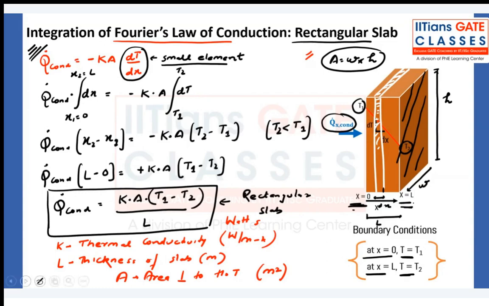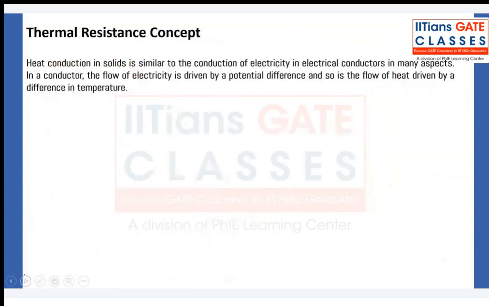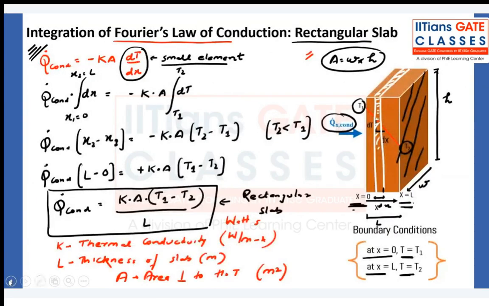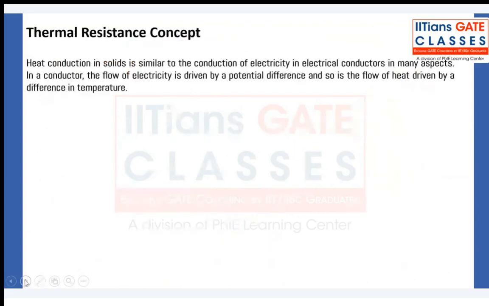Okay, chalo. Now, this is only one slab. But what happens when there are 3 slabs adjacent to each other? When there are 2 slabs adjacent to each other, then what will happen? So it is a very good idea, a very convenient idea, to describe our thermal circuit in terms of an electrical circuit. So we will introduce a concept of thermal resistance. How? We will make an analogy with the electrical circuit.